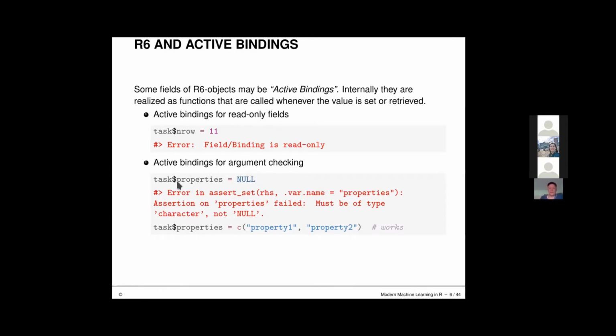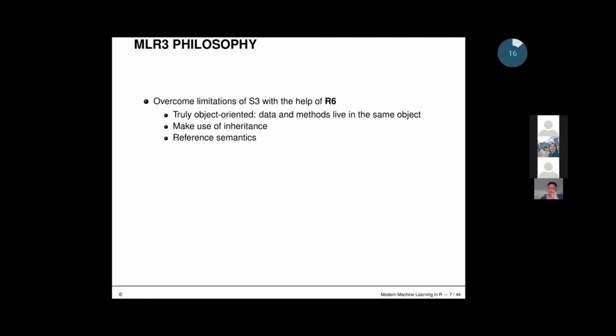We can also use this a lot for something like argument checking. If you have a task, and the task can have properties, you can't assign null, it's not allowed, but it would be allowed to assign some random characters here. This is not that important to work with MLR3, so you don't need to completely understand it, but we will talk a lot about active bindings later, so that you have an impression of what we mean. It is basically just like a field, but internally a function is called. This can have side effects. Okay, and this is all for R6 for now.